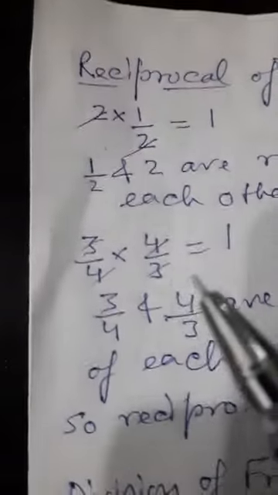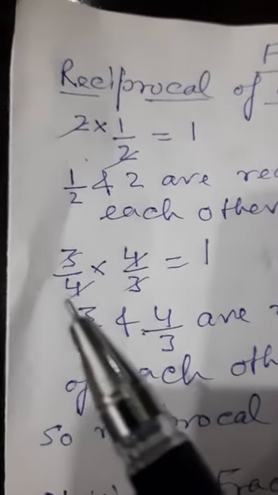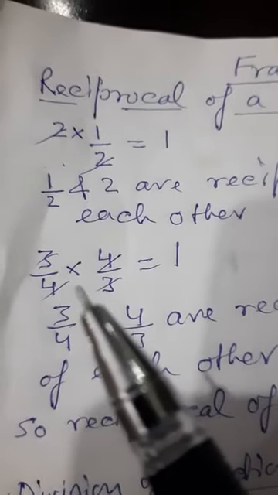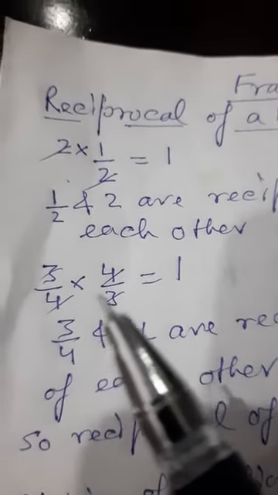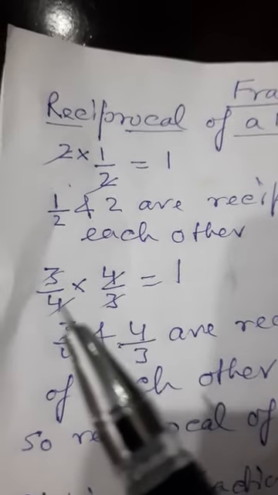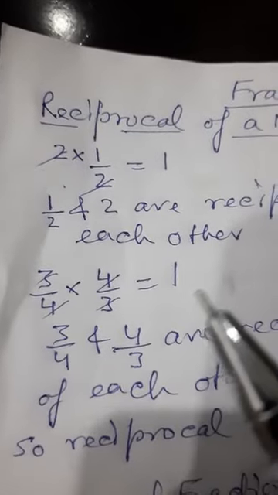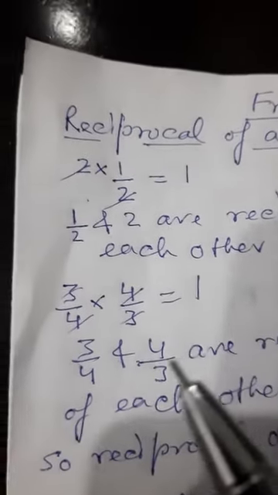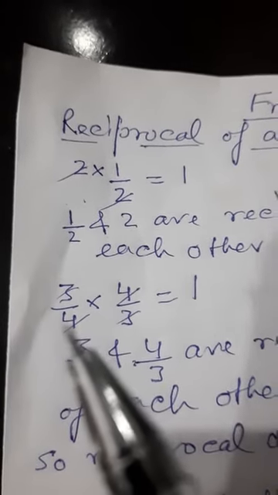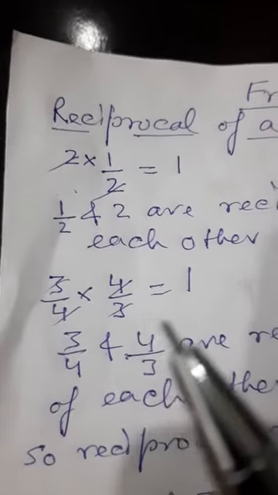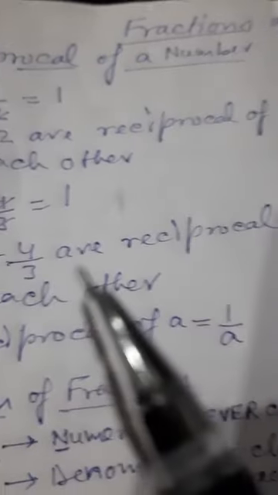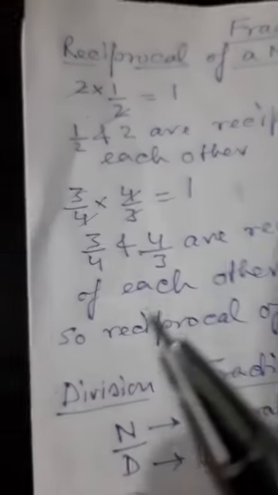Let us take another example. 3 upon 4. So by which number it should be multiplied to get 1? It is 4 upon 3, because 4 will cancel with 4 and 3 with 3, and we get the product as 1. So here the two numbers whose product is 1 are 3 upon 4 and 4 upon 3. So therefore 3 upon 4 and 4 upon 3 here are reciprocal of each other.